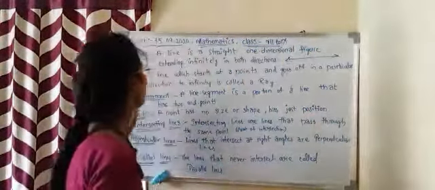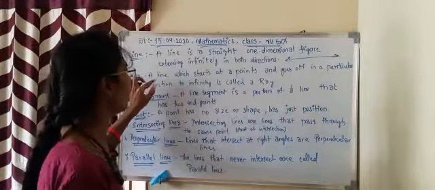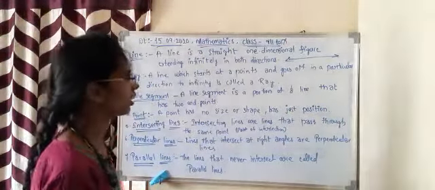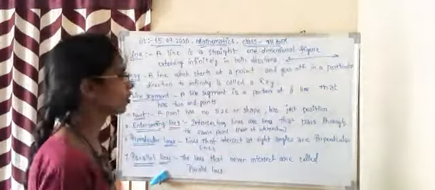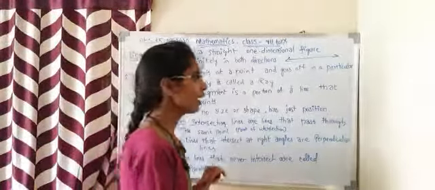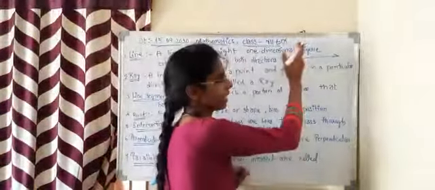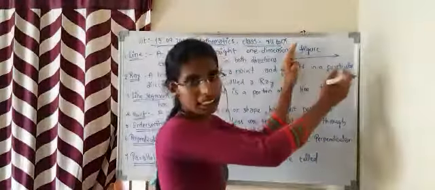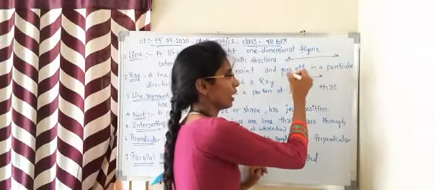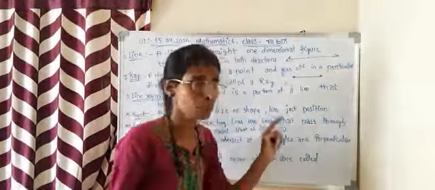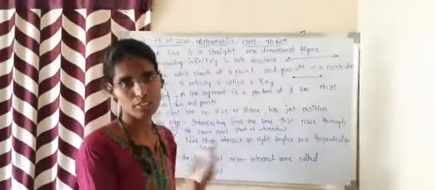Next, ray. A line which starts at a point and goes off in a particular direction to infinity is called a ray. A ray is a part of a line. It is like from here to here, where on one side it has an end point and on the other side it goes to infinity.